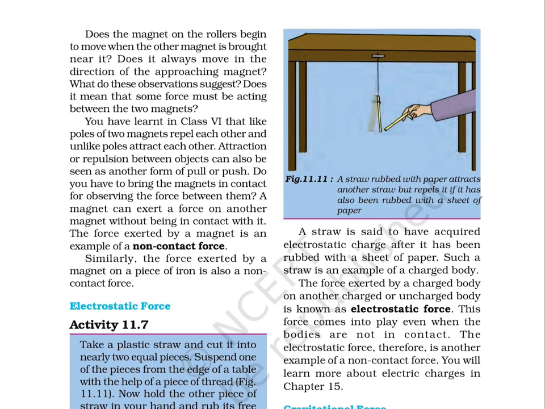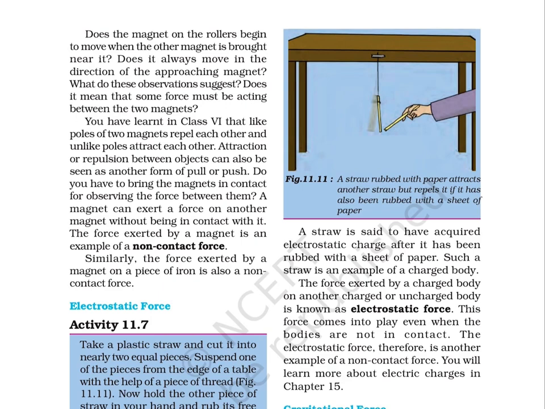Do you have to bring the magnets in contact for observing the force between them? A magnet can exert a force on another magnet without being in contact with it. The force exerted by a magnet is an example of a non-contact force. Similarly, the force exerted by a magnet on a piece of iron is also a non-contact force.